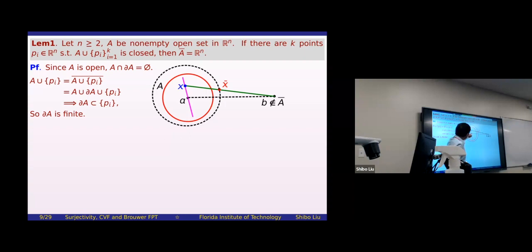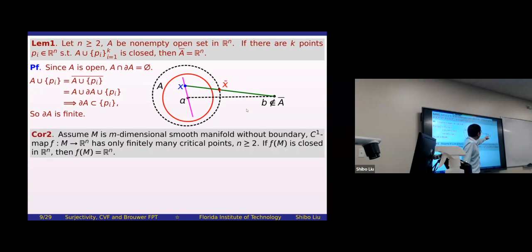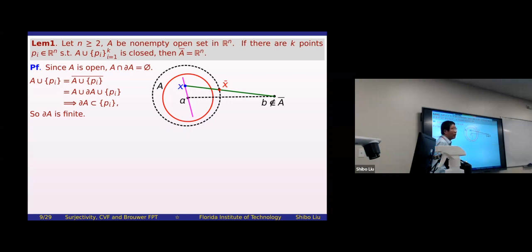And through this center A, you can draw a segment, because our dimension is at least two. You can draw a segment which is not parallel to the segment linking A and B. Obviously, for every point X in this pink segment, the segment linking X to B contains a boundary point. This X is in the interior of A, and B is in the complement of the closure of A. So in this segment, there must be a boundary point.